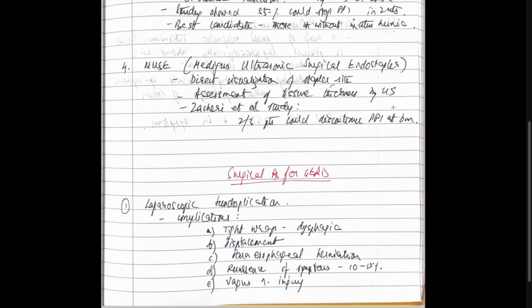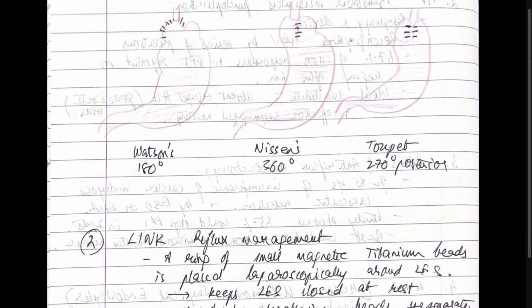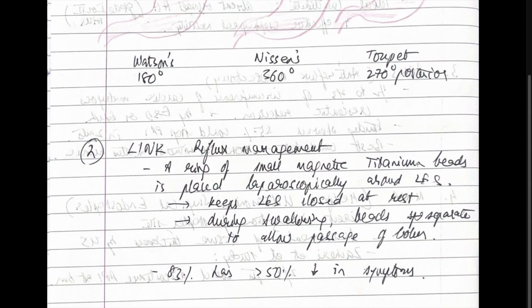Surgical treatments for GERD. Laparoscopic fundoplication. The complications include, if there is a wrap that is too tight, the patient can have dysphagia. Displacement can occur. Paraesophageal herniation can occur, recurrence of symptoms in 10 to 15%, and vagus nerve injury can occur. The surgeries are Watson surgery, which is a 180-degree fundoplication, Nissen's, which is 360-degree fundoplication, and a Toupet, which is 270-degree posterior fundoplication.